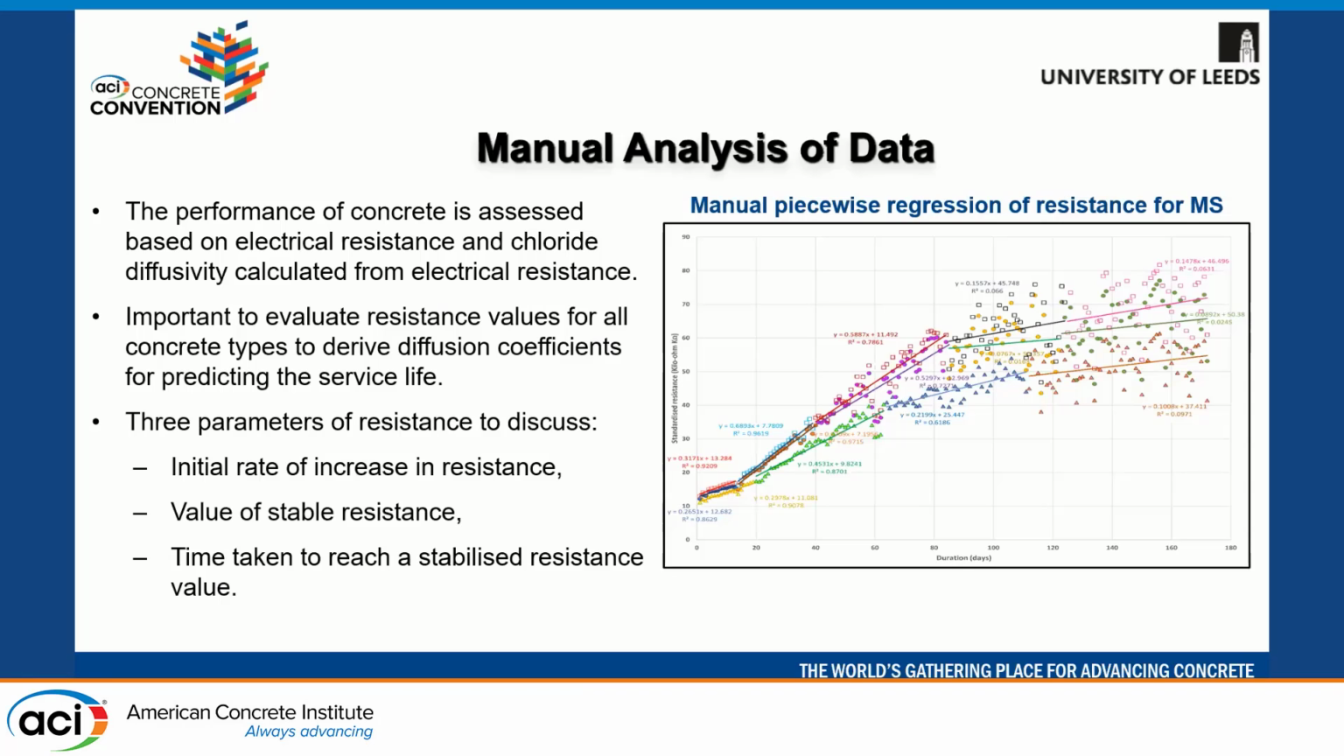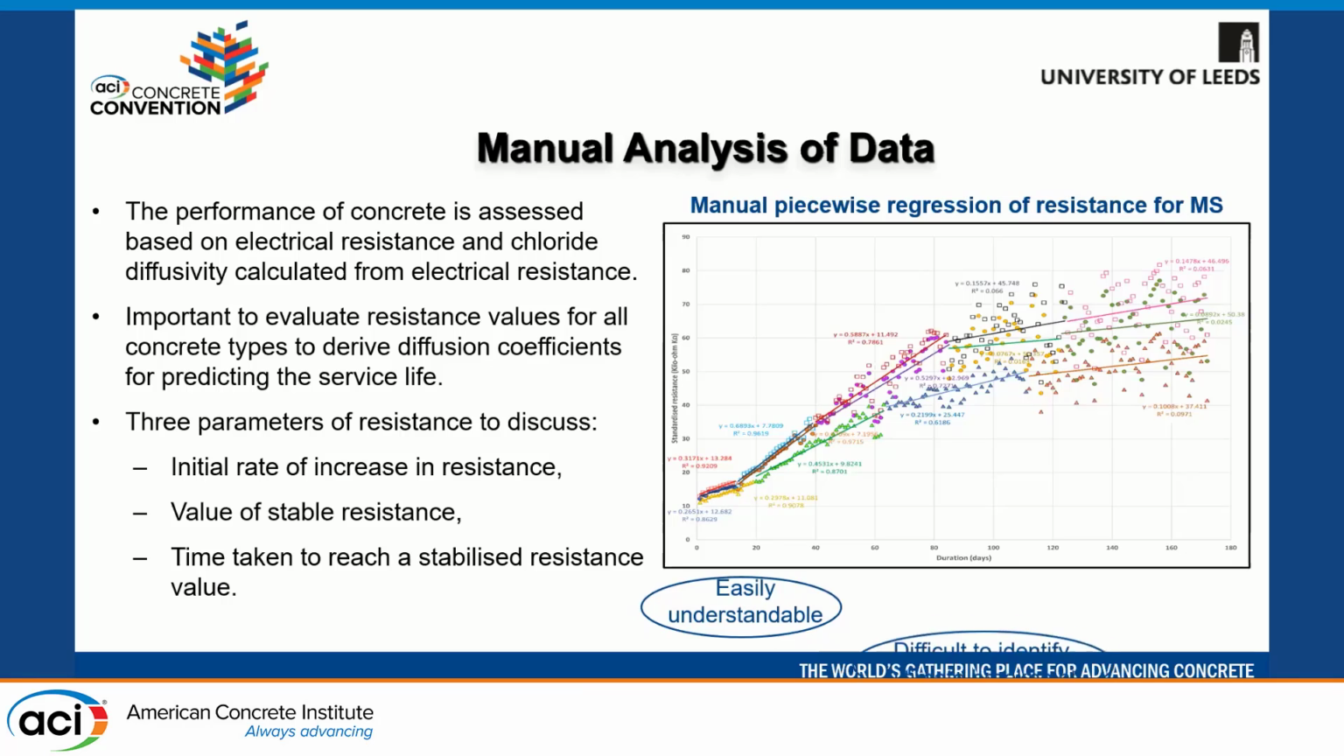Shown here in the graph is standardized resistance of microsilica with time. It can be seen that the graph does not represent a linear equation, so we cannot use linear regression. Although we can see that it is divided into various pieces, we have used piecewise linear regression for the analysis. This method is easy to understand.